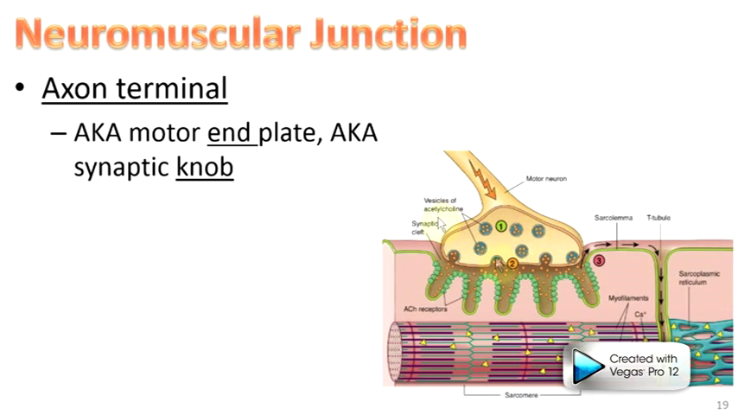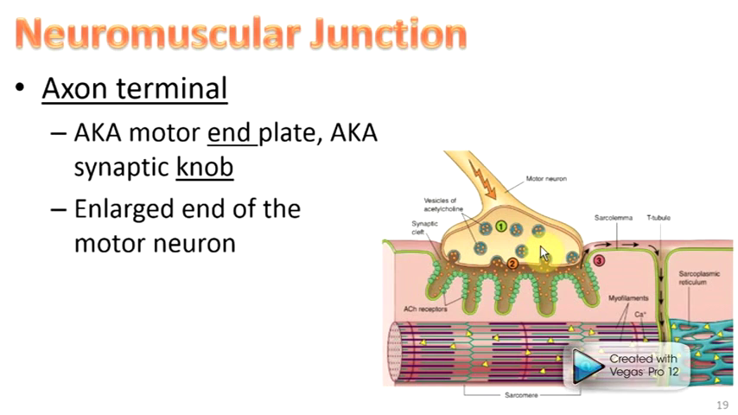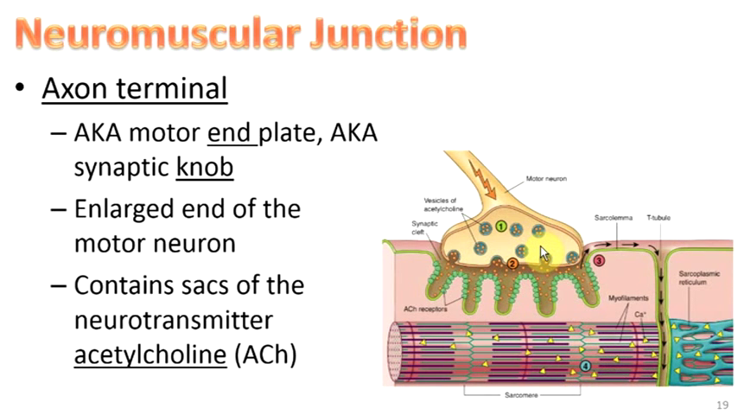And we do that with these things called neurotransmitters. This axon terminal is the end of the motor neuron. The neurotransmitter that it has in your muscles is something called acetylcholine, or ACh for short, big A, big C, little h. And that's what these little vesicles are here. They contain that acetylcholine.